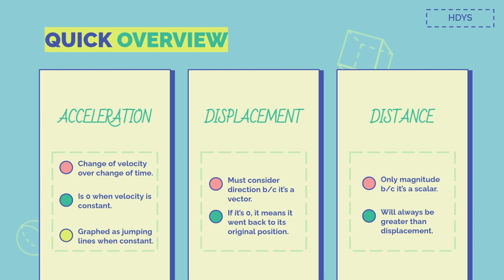And as for distance, we only consider the magnitude because it's a scalar. So in that case, direction, whether it's a positive or negative value, does not matter. And the distance will also always be greater than displacement. That is because you're summing everything up, no matter whether you went back to some place or not.